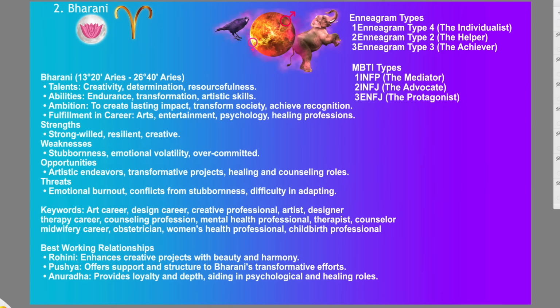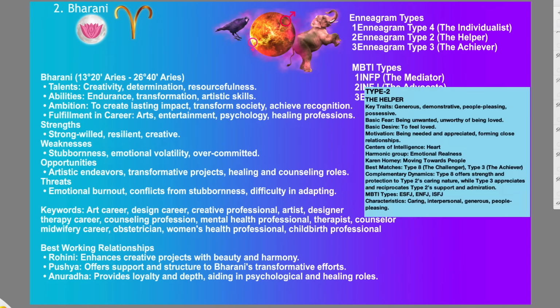Next one, type 2. Type 2 is the helper. Like you can see. Type 2, the helper, wants to do what? His traits are, he is generous, demonstrative, people-pleasing, and possessive. The traits of a woman right there we can see, right? The basic fear is being unwanted and unworthy of being loved. So this is a people person essentially, type 2, the helper. Motivation: being needed, appreciated, forming close relationships. There's the key word for you.